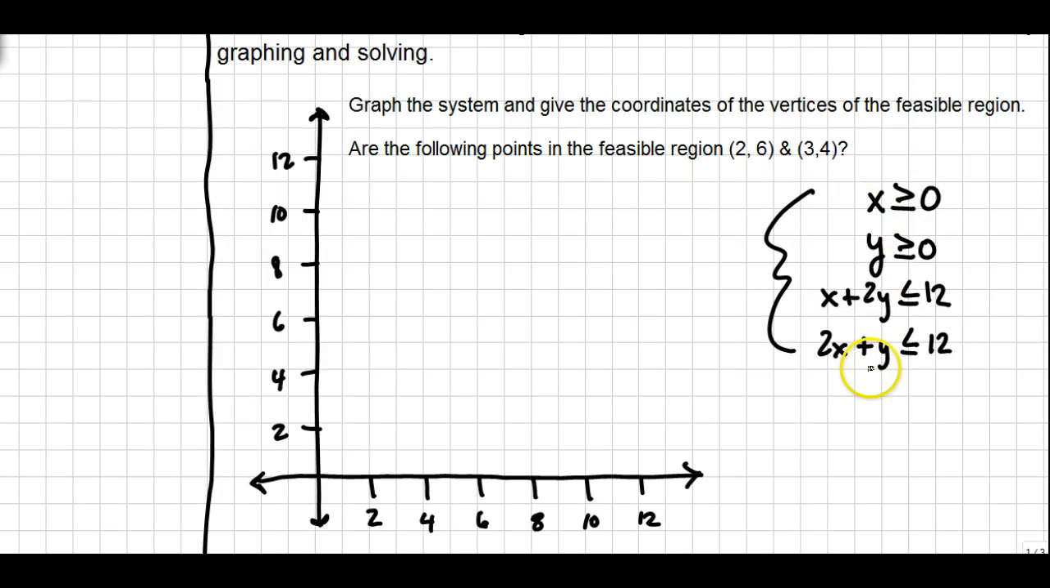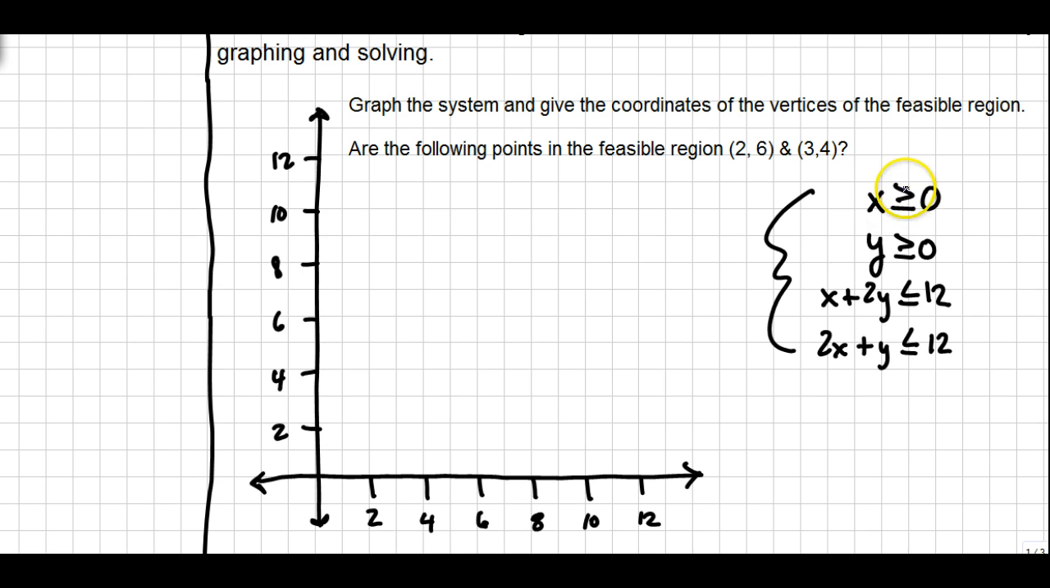So here I've got a system of inequalities. Notice that there's 4 of them, so we're going to have to graph 4 things. And it asks us to graph and give the coordinates of the vertices of the feasible region. Then it asks us if these particular coordinates are within that region. So we're going to go ahead and graph, and then we're going to figure out what the feasible region looks like, and then identify the vertices.